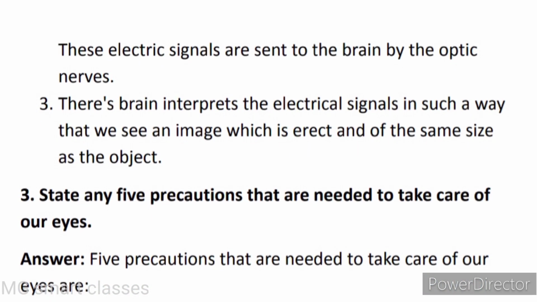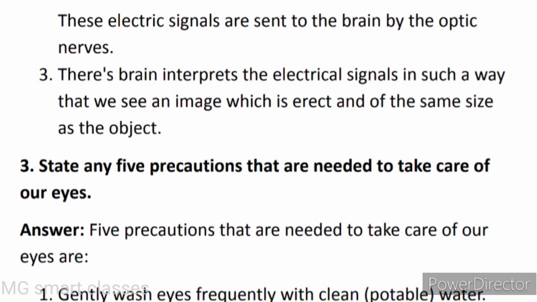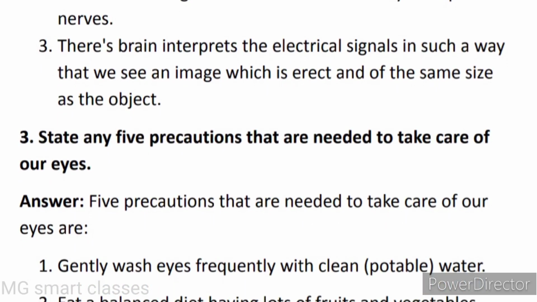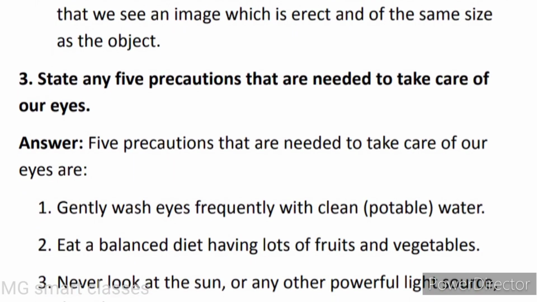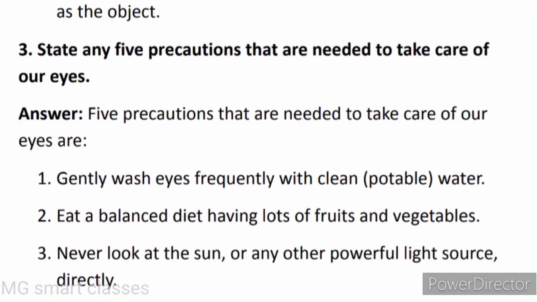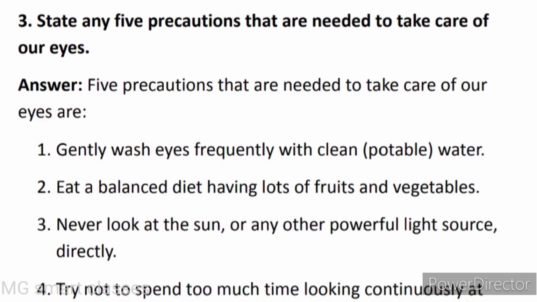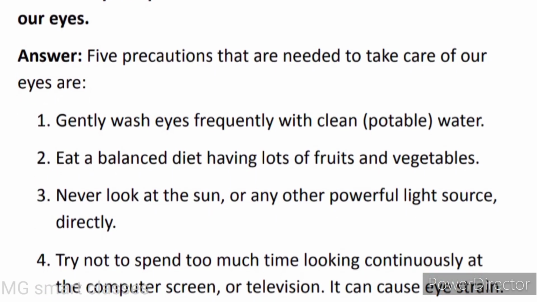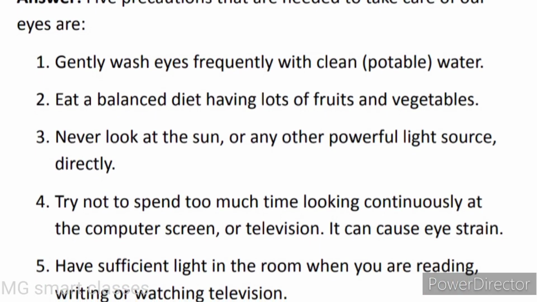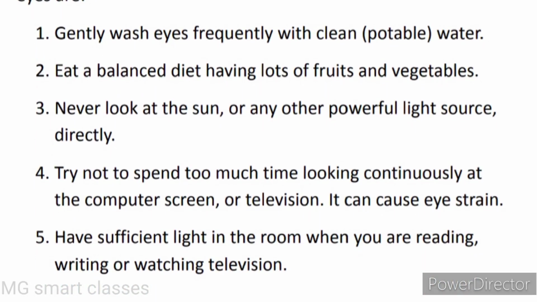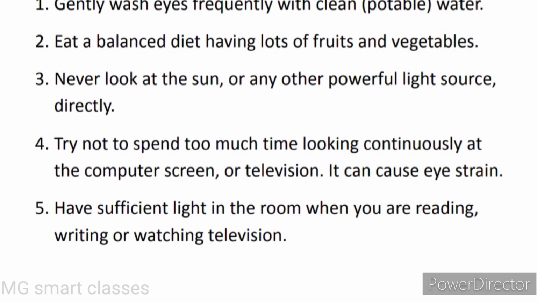Question number 3. State any 5 precautions that are needed to take care of our eyes. Answer. 5 precautions that are needed to take care of our eyes are: Number 1. Gently wash the eyes frequently with clean water. Number 2. Eat a balanced diet having lots of fruits and vegetables. Number 3. Never look at the sun or any other powerful light source directly.